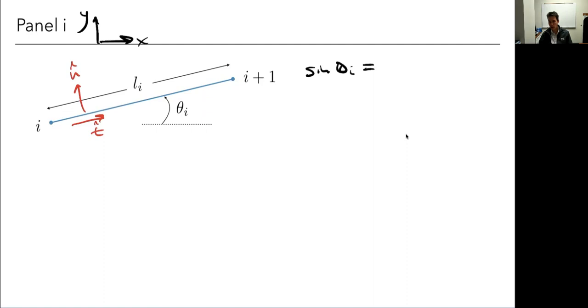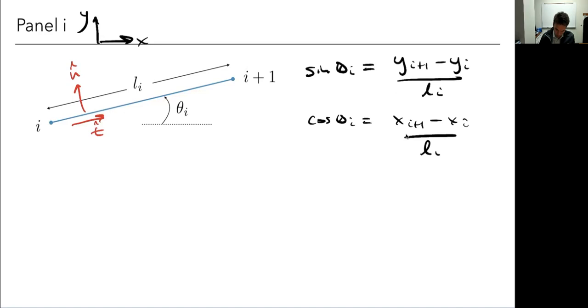So sine of theta is going to be given by this height over this length. So that would be y i plus one minus y i over l i. And then the cosine, of course, would be the delta x over the length. And of course, the length we could get from the Pythagorean theorem, right? It's the delta x squared plus delta y squared, square rooted. The tangential vector then is going to be cosine of theta in the x plus sine of theta in the y. Oops, let's write that out.